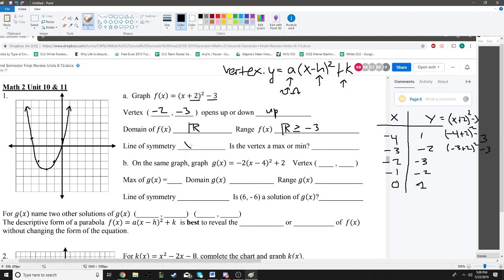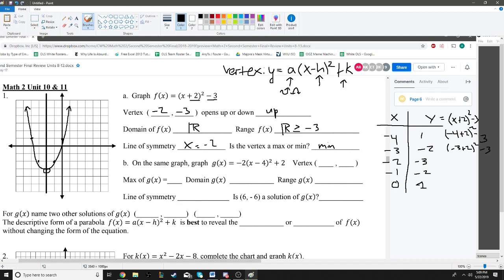Okay, the line of symmetry is the same as the x value of the vertex. That means if you were to put a line straight down the middle, it's symmetric on both sides. So that's your line of symmetry, x equals negative 2. The vertex is a minimum because it is underneath everything. If it was on top of everything, it'd be a max.